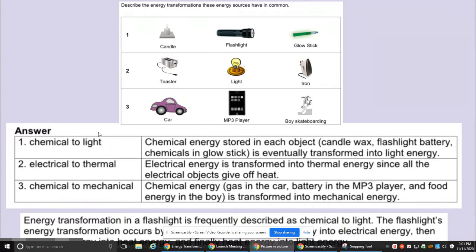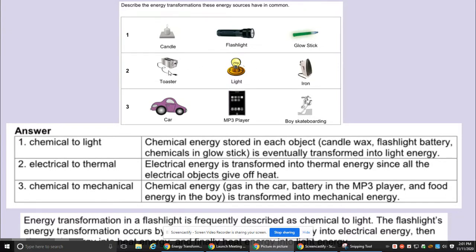So what we have here is chemical energy that's stored in the candle and the batteries in the flashlight and the liquid in the glow stick. That would be our chemical energies. And then they're eventually transformed into light energy. Let's look at the example of the toaster, the light bulb, and the iron.